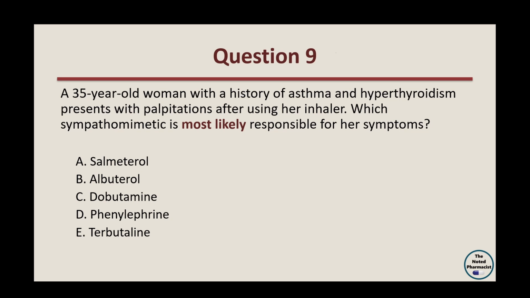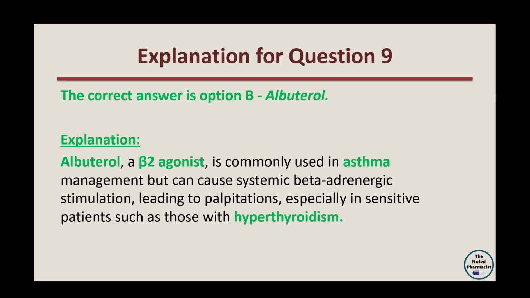The correct answer is option B, albuterol. The explanation is as follows. Albuterol, a beta-2 agonist, is commonly used in asthma management but can cause systemic beta-adrenergic stimulation, leading to palpitations, especially in sensitive patients such as those with hyperthyroidism.